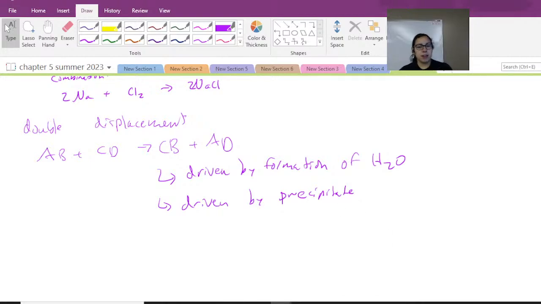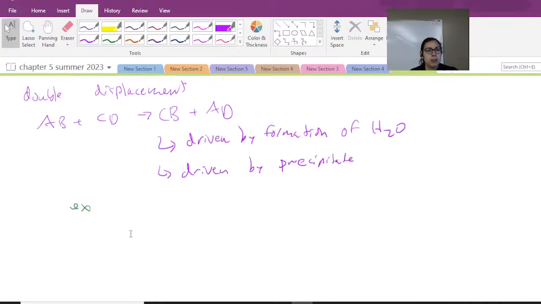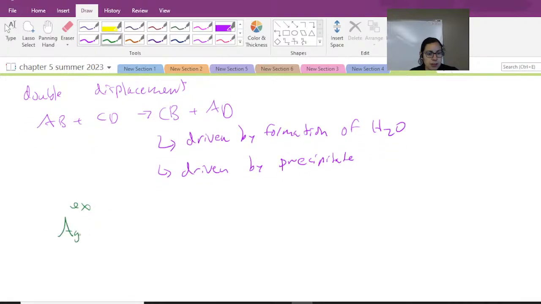And so what does that mean? So let's look at some example. So we could take silver nitrate plus sodium chloride.